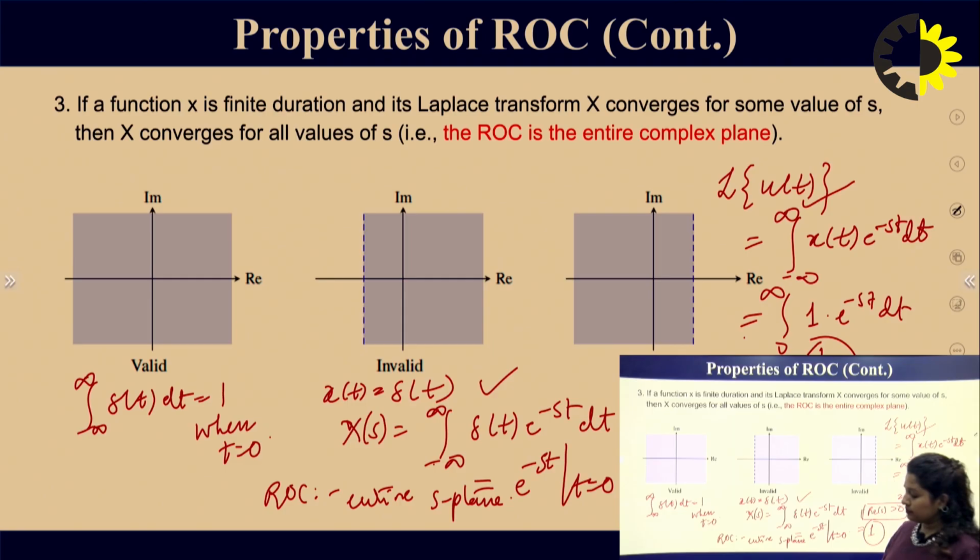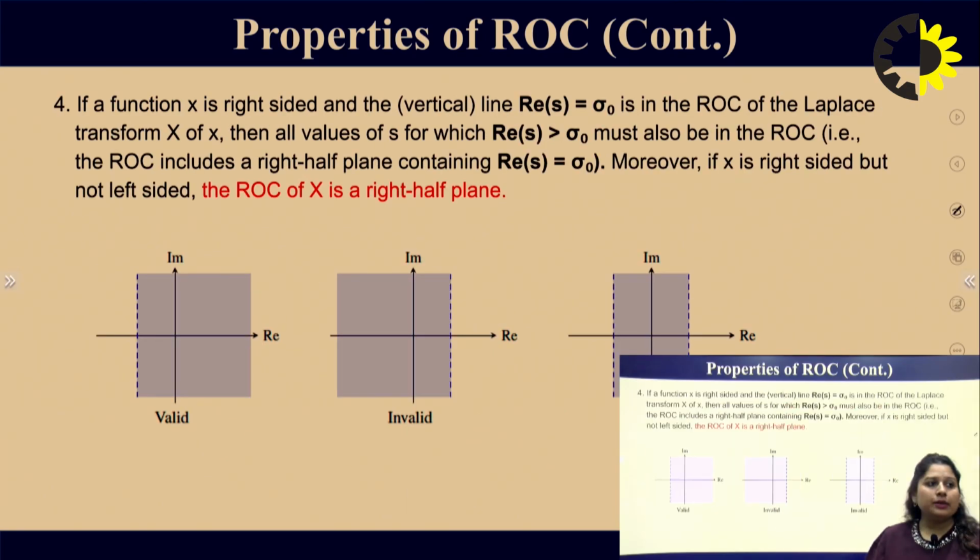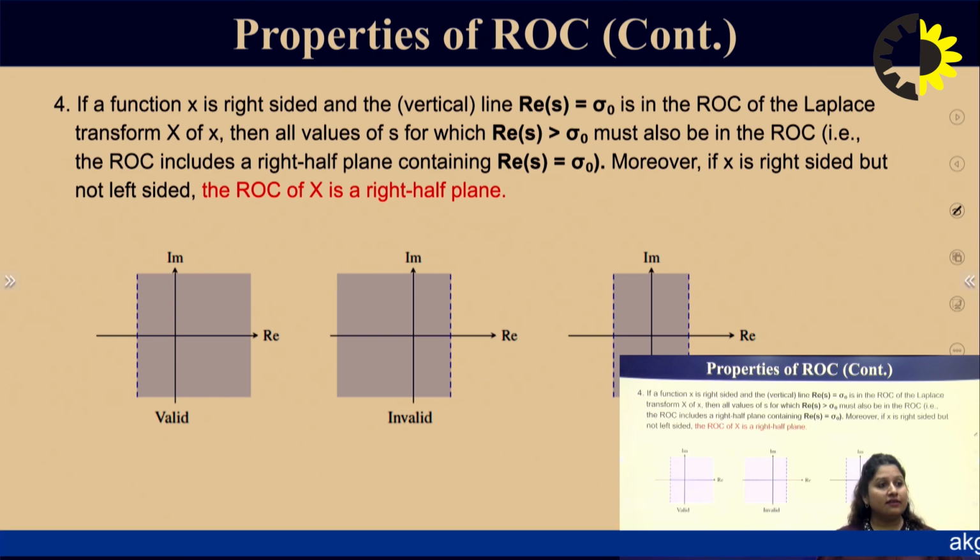Okay, so next is property number 4. If a function x(t) is right sided and the vertical line real of s equal to sigma naught is in the ROC of the Laplace transform X(s), then all values of s for which real of s is greater than sigma naught must also be in the ROC. That is, the ROC includes a right half plane containing real of s equal to sigma naught. Moreover, if x(t) is right sided but not left sided, the ROC of X(s) is a right half plane.